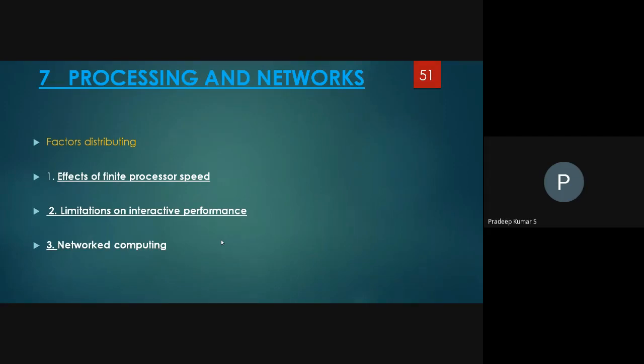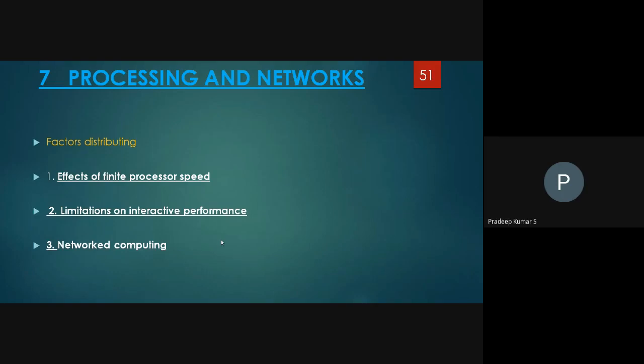What is the limitation of interactive performance? Here I can give an example. Now I am taking class, I am sharing my document to you, and everybody is listening and interacting. So meanwhile, the network capacity matters.